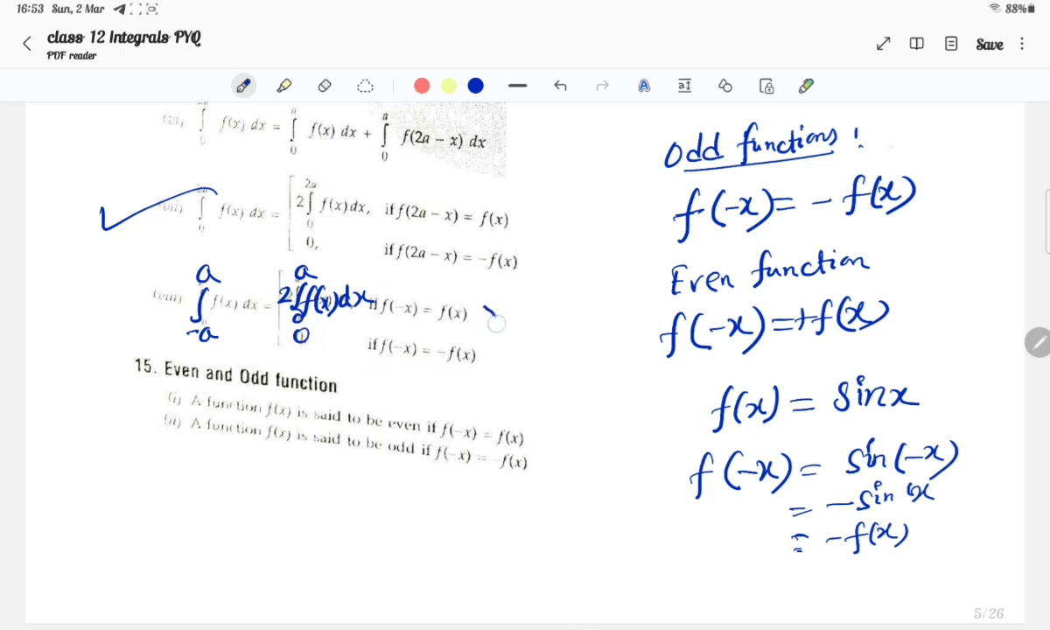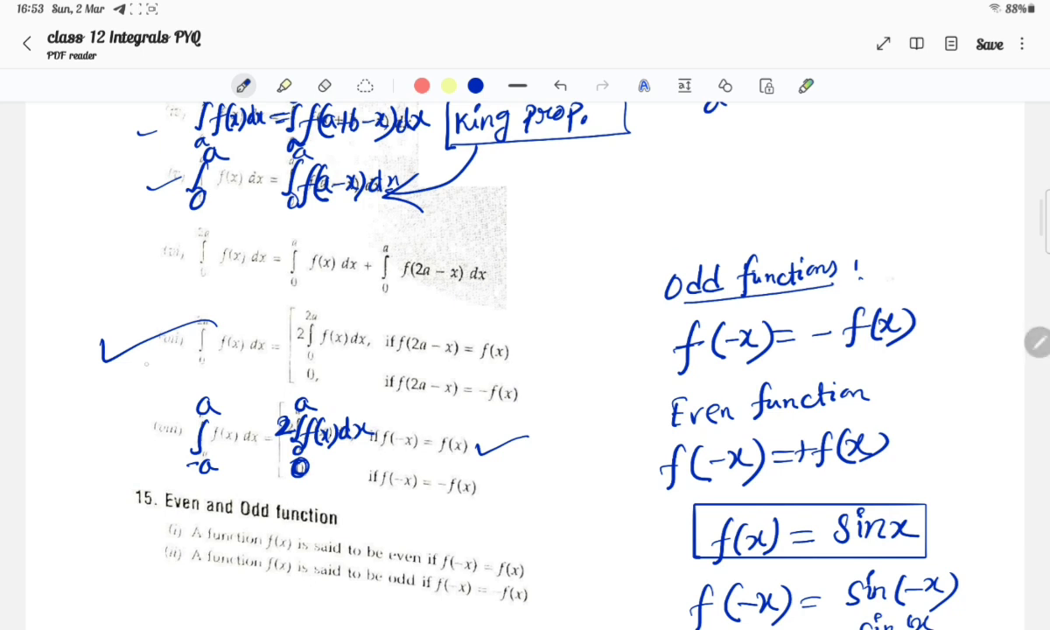Basically you will apply this property in MCQ questions. You will check whether the given function is odd or even. If the function is odd, then directly you choose 0 as the answer; you do not have to solve, directly you can write 0. If the function is even, then the limit you can write as 0 to a, and the 2 will come outside of the integration, then you solve the integration normally, like this.